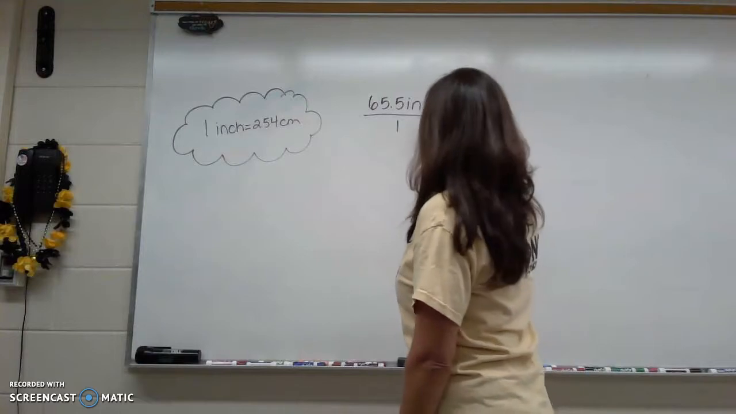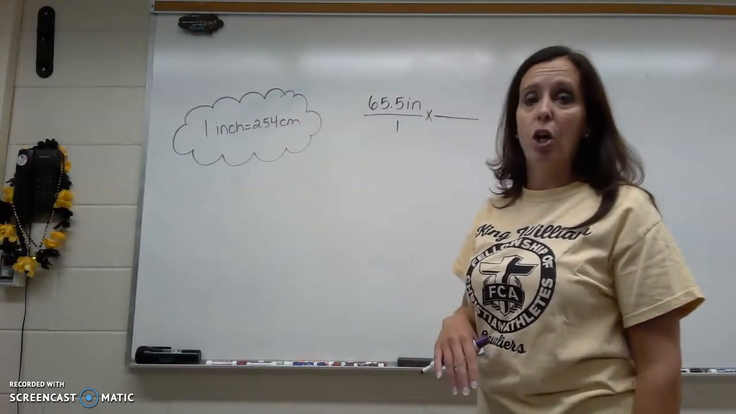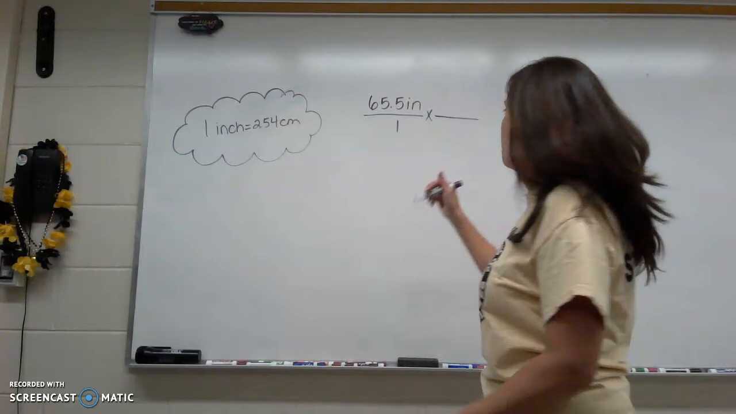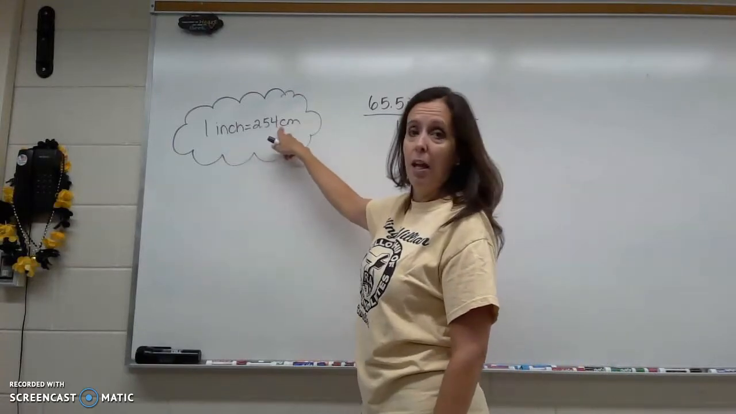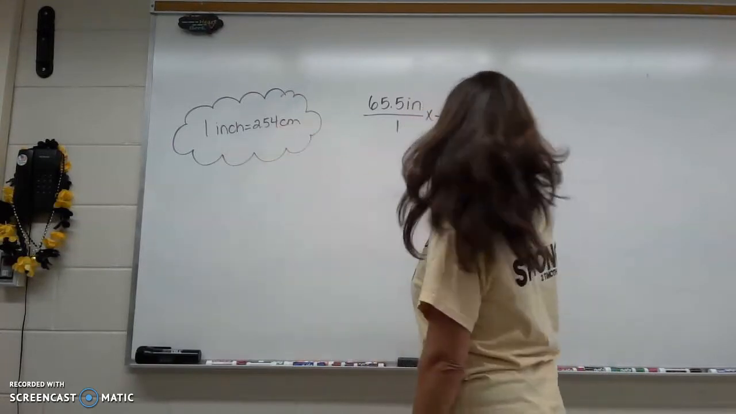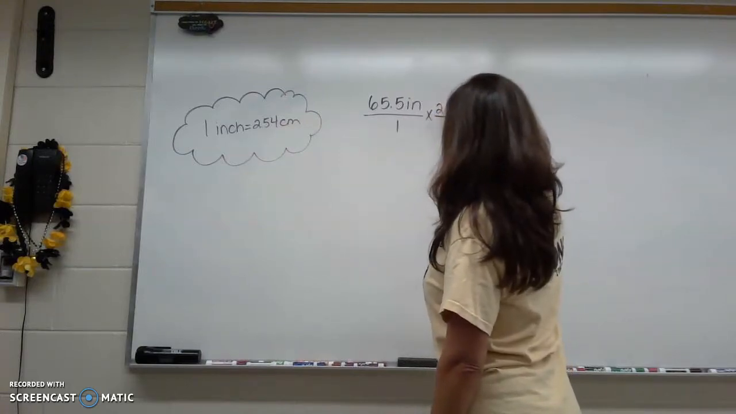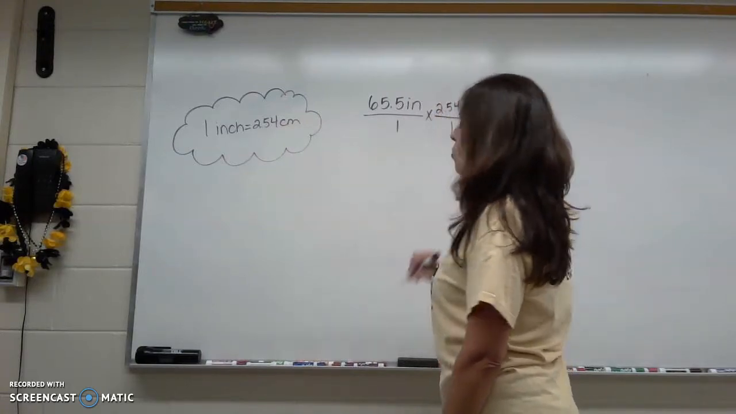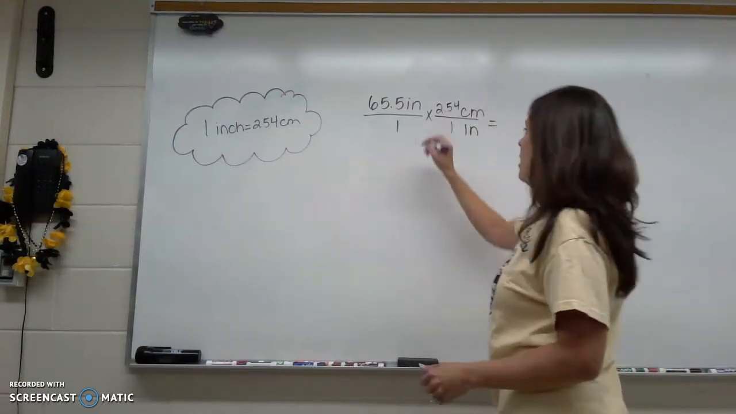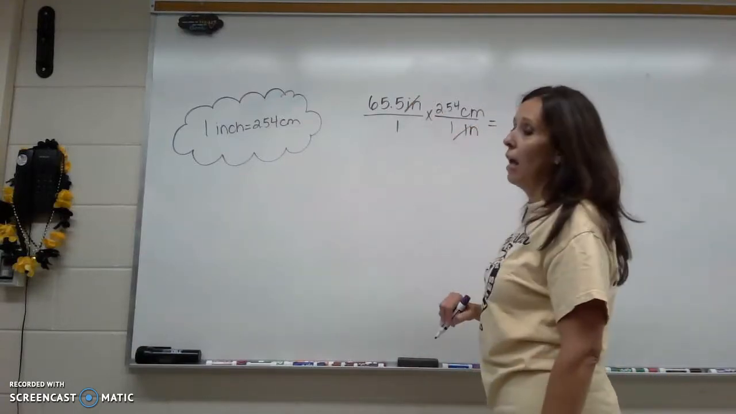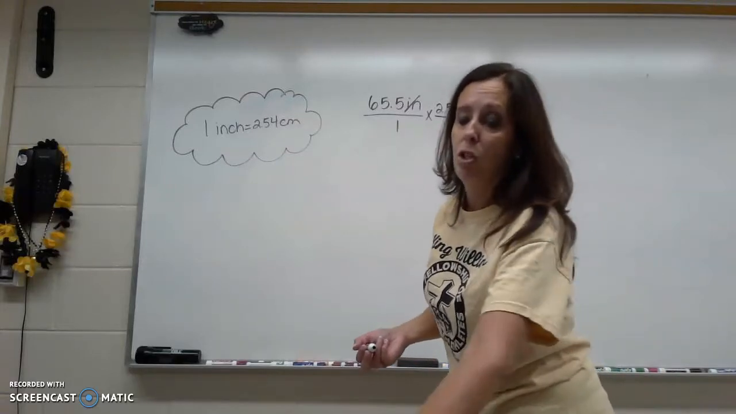So I put a little X-Y line here. I know I don't want to be in inches, so where does that go? On the bottom. And I want centimeters, and I can do that because of the happy cloud, so I'm going to go write 2.54 centimeters is equal to 1 inch. And the beauty of dimensional analysis is that the inches cancel out. I can plug and chug that in my calculator, and I get my super chemist answer.